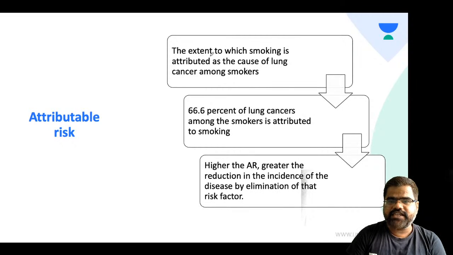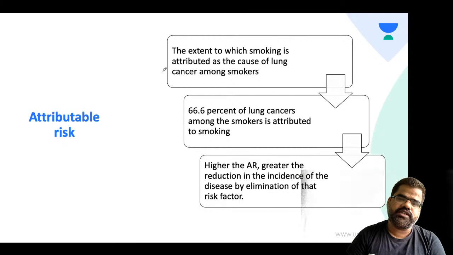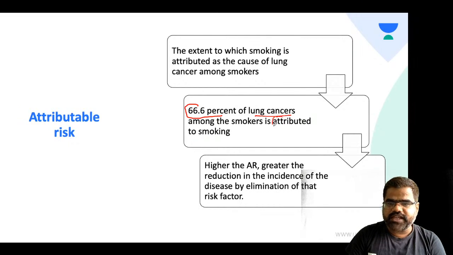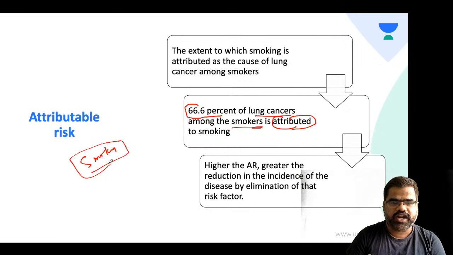Attributable risk is the extent to which smoking is attributed as the cause of lung cancer among smokers. So just to take an example, 66.6% of lung cancers which are there, we can attribute to smoking. So we know that if I remove smoking as a risk factor, I will be able to reduce lung cancer by 66.6%.